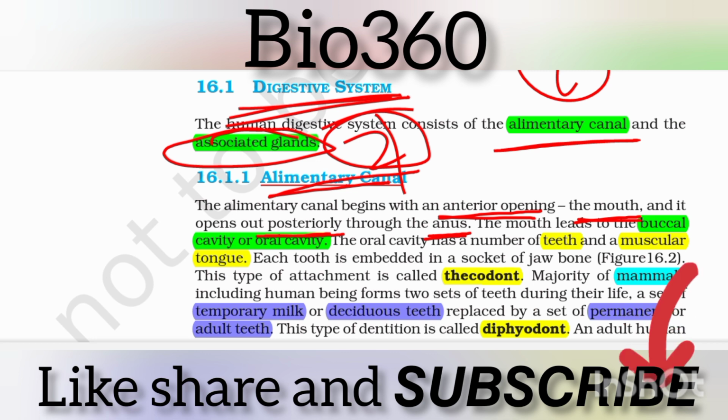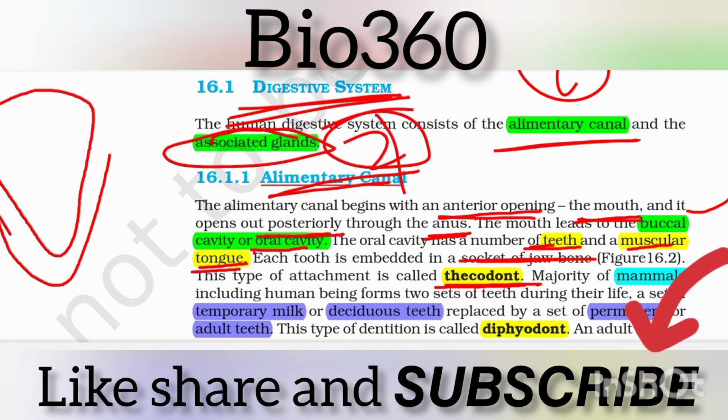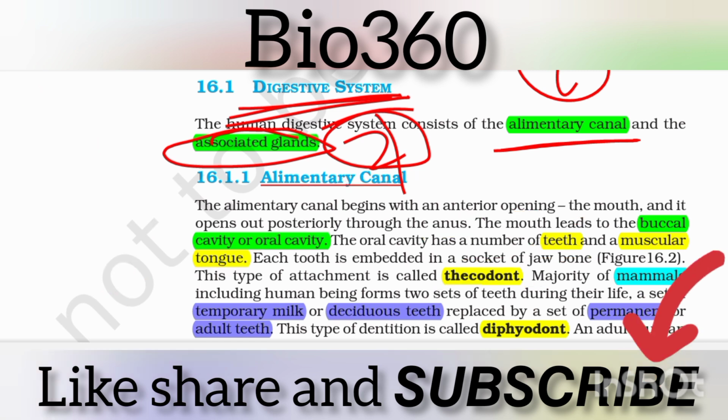Mouth leads into the buccal cavity or oral cavity, and our oral cavity has a number of teeth and a muscular tongue. Each tooth is embedded in a socket of the jawbone. This type of attachment is known as thecodont. So as we can see, this is our jaw, the socket of our jaw in which our tooth is fixed. This type of dentition is known as thecodont dentition.